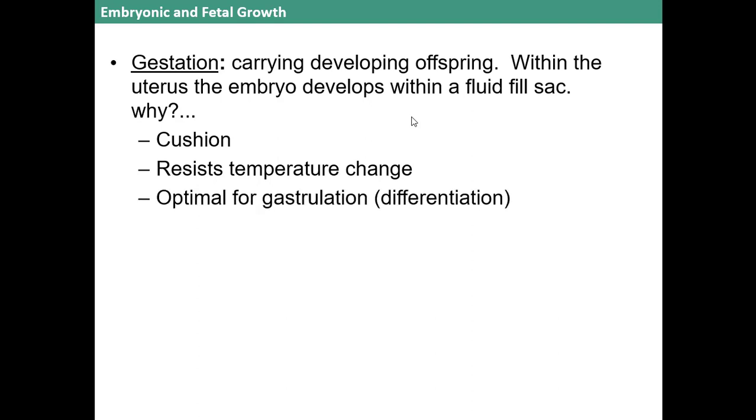So this process of development is called gestation. And gestation, or the carrying of offspring that's developing, occurs within a fluid-filled medium, a fluid-filled sac. And that is very important during development, because this fluid-filled sac is good for cushioning. It helps resist changes in temperature because it's made primarily of water. And it's optimal for gastrulation. So when this embryo begins to take shape, take form, differentiate, well, some of the digits and the limbs don't stick together.